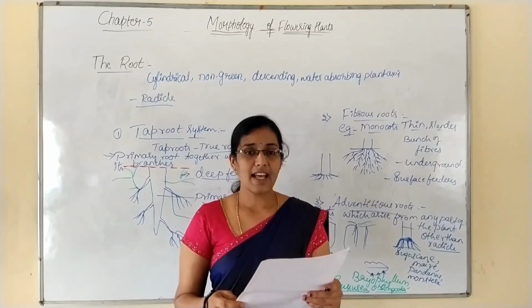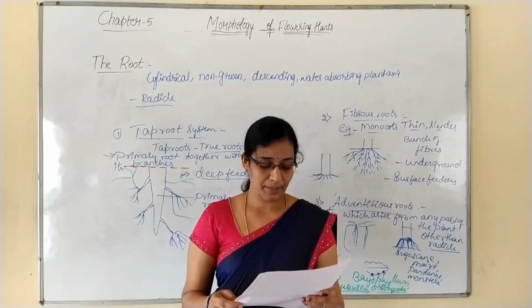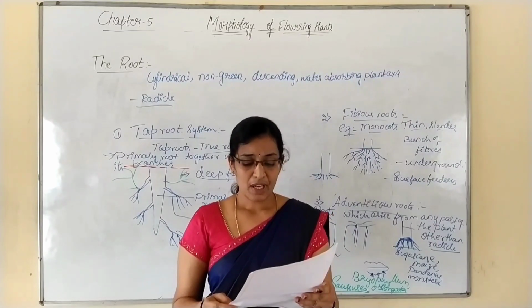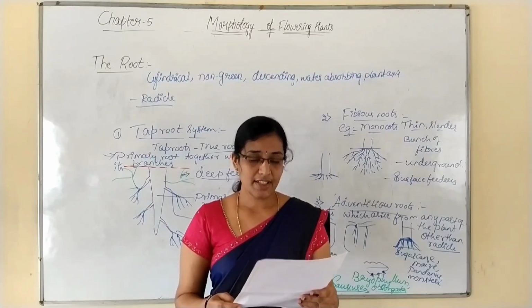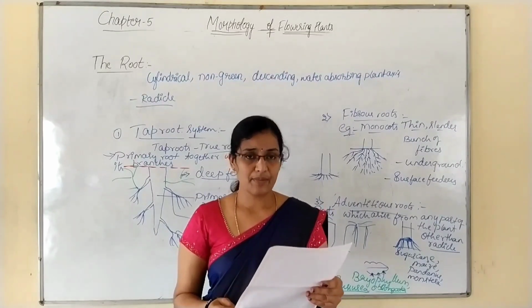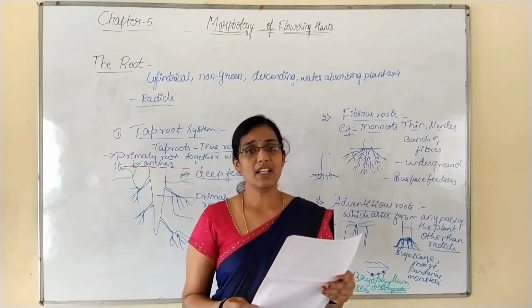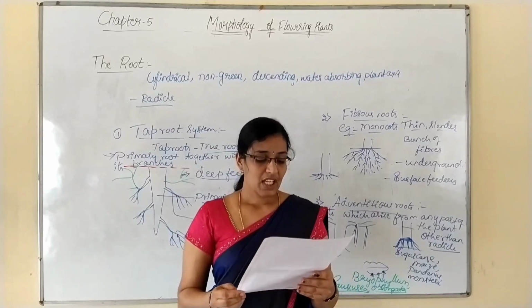Next question. Smallest known angiosperm is: option A, chrysanthemum; option B, wolffia; option C, mimosa pudica; option D, drosera. Which is the smallest known angiosperm? It is wolffia, option B, whose diameter is 0.1 millimeters.